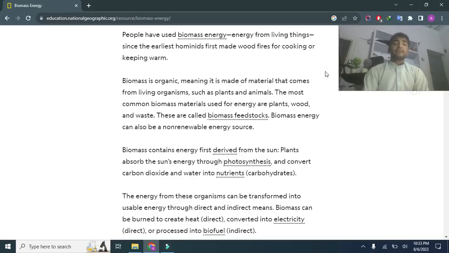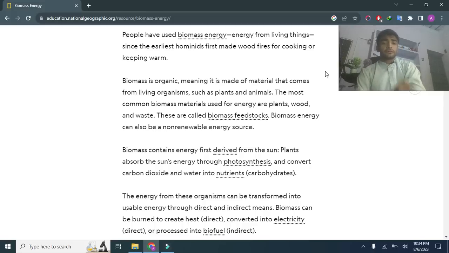Biomass is organic, meaning it is made of material that comes from living organisms such as plants and animals. The most common biomass materials used for energy are plants, wood, and wastes.